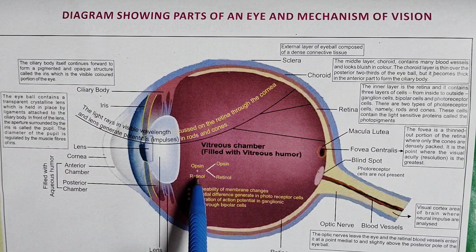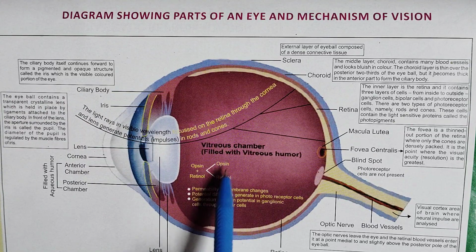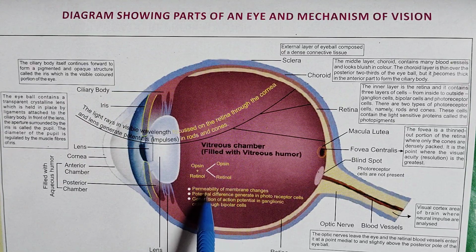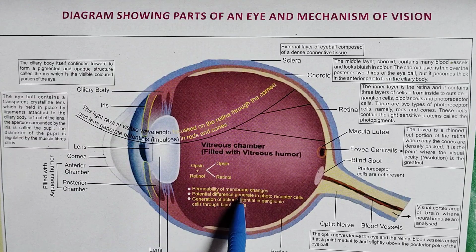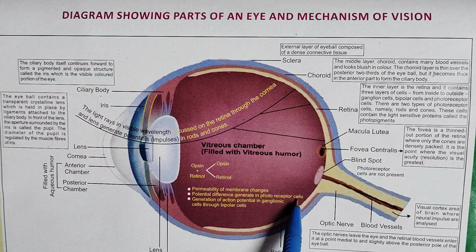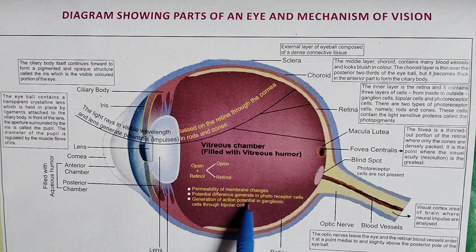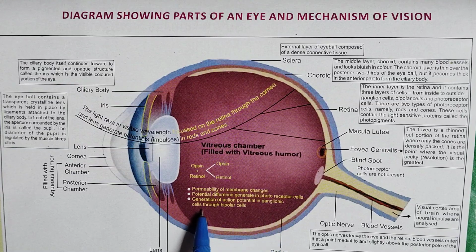Next is opsin plus retinol. This changes the permeability of the membrane, and a potential difference is generated in photoreceptor cells, leading to generation of action potential in ganglion cells through bipolar cells.